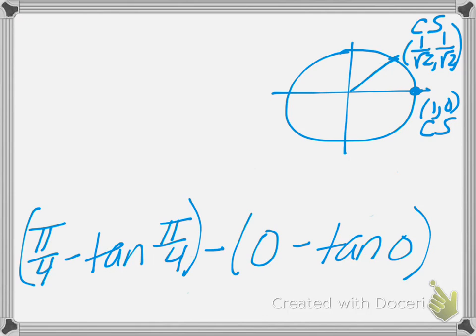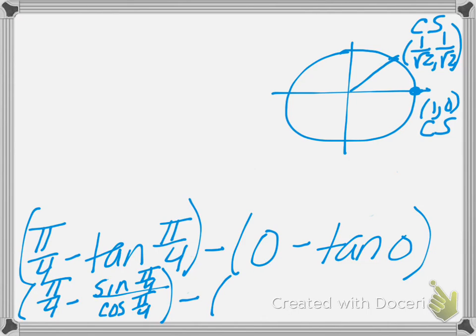Okay, so we don't have tan on there, but we can change this to sine over cosine. Okay, so let's just change this a little bit. So we're going to have pi over 4 minus sine of pi over 4 over cosine of pi over 4, because sine over cosine is tan, minus a negative. I mean, we're going to change that to a positive. Maybe we'll just do that right now. Plus sine of 0 over cosine of 0.